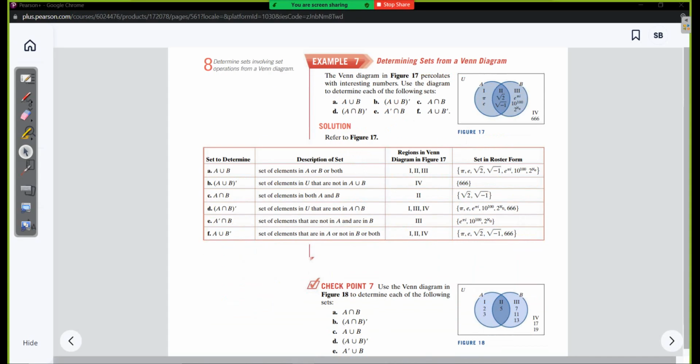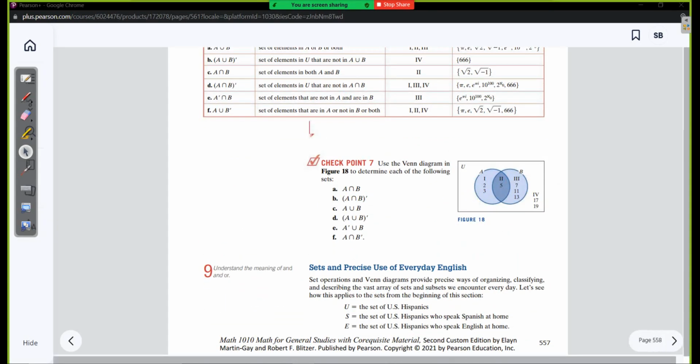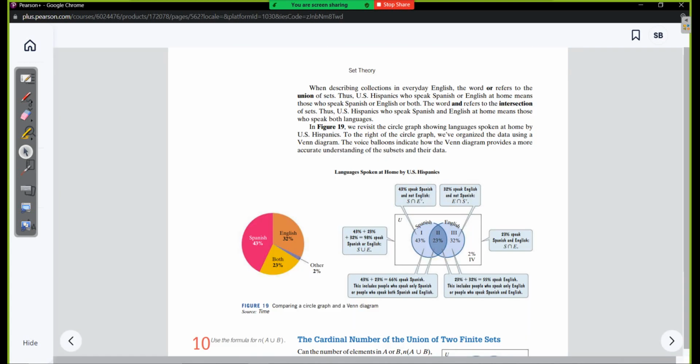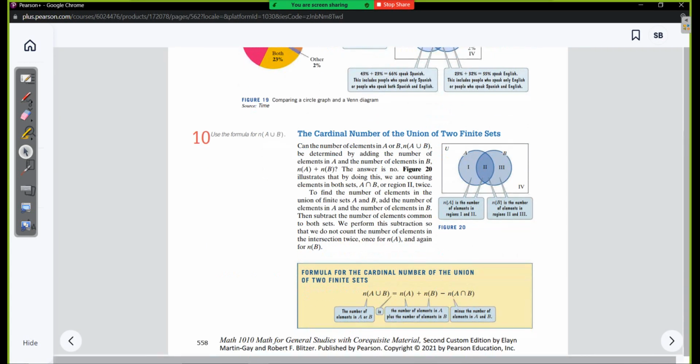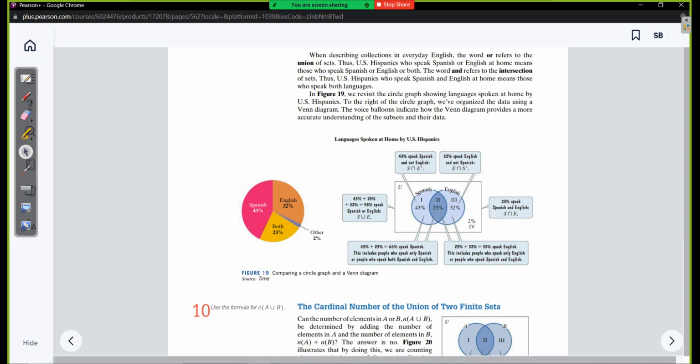All right, last concept today, we're going to be talking about the cardinality. The cardinal number of the union of two finite sets.